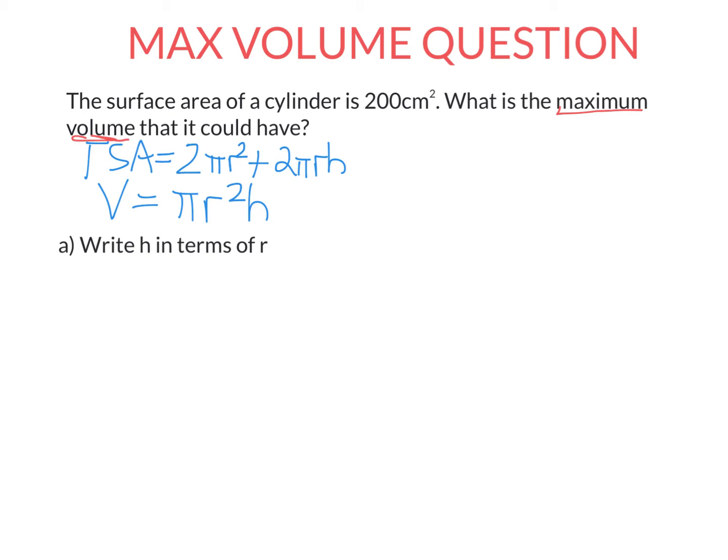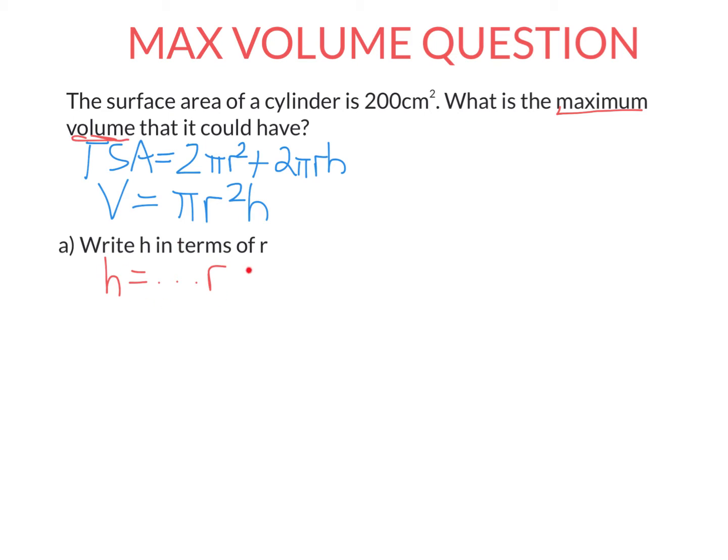So what does that actually mean? That means I want an equation where H is the subject and it equals something in terms of R. It has an R in it. So why do I want that? Well, I can then use that to substitute back into here for H, so I can write the volume so it only has R's in the equation. Then I'll be able to differentiate it.